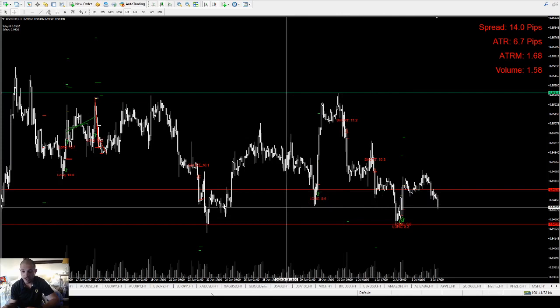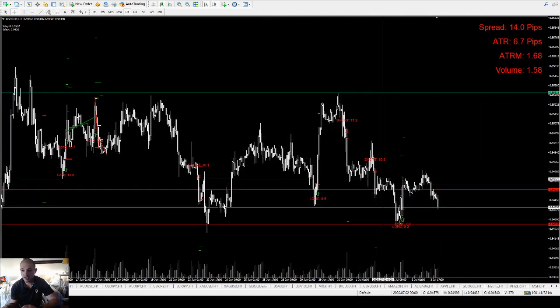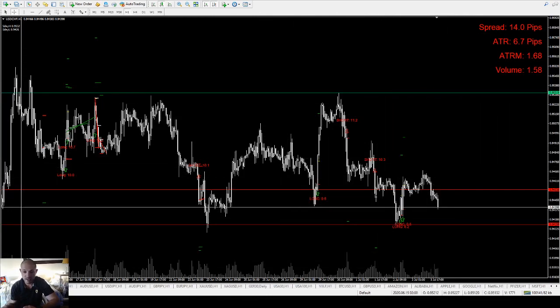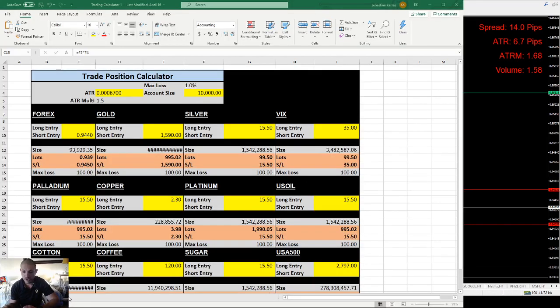And you've got to plan your trades. So figure out what your story is. Look at the different time frames. Look at the information that the candles are giving you, and then take advantage of things like this trading calculator.